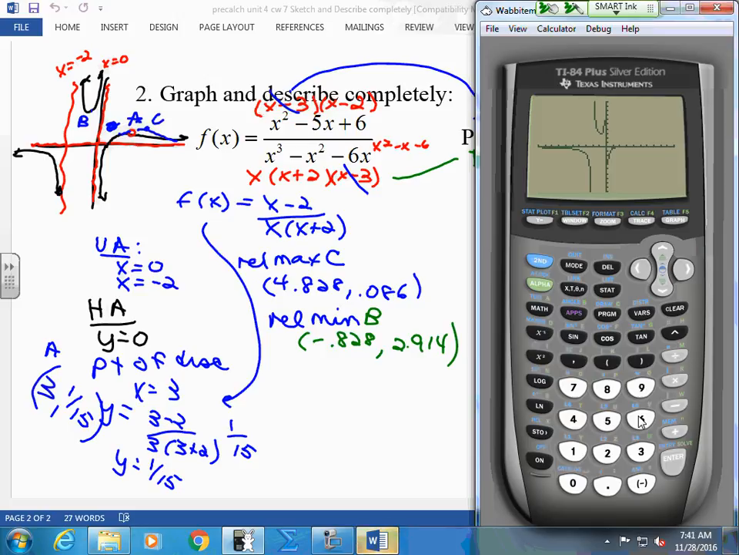So we should have all our pieces now. There's a lot going on in this graph. And unfortunately, your calculator doesn't do it justice. So you may have to narrow down your windows, you may have to look at your tables, put your tables in decimal rather than fraction.